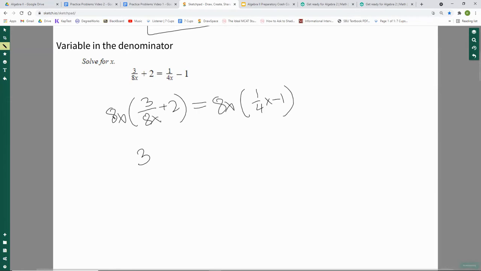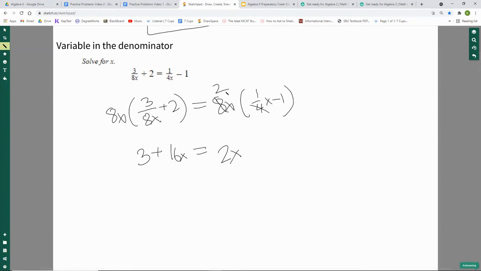Now we're satisfied. We've gotten rid of the fraction, and we've gotten rid of the variable in the denominator in one fell swoop. But make sure you don't forget to do it to every part of the left side. So now we have 8x times 2, so that's going to be 16x. And then same thing for the right side, 8x times 1/4. We're essentially going to get this crossed out, 2, and then we're going to get 2x.